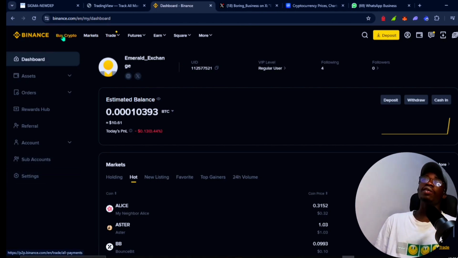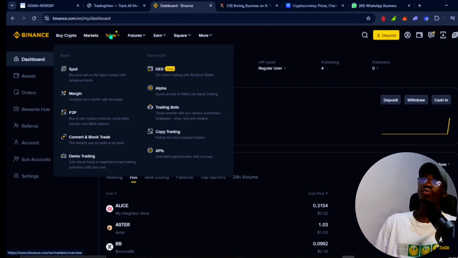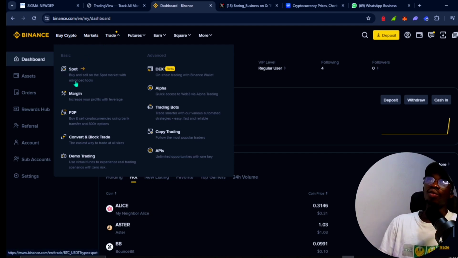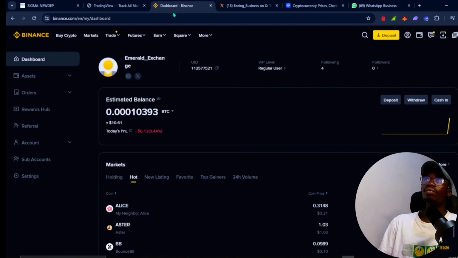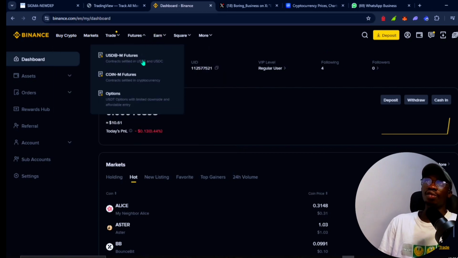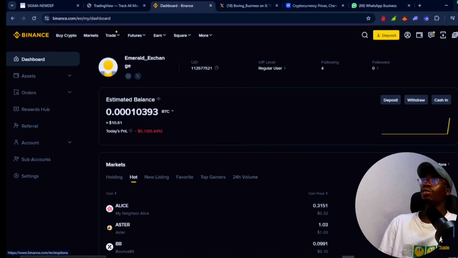At the top left here, we have the option to buy crypto. We have the market, where you can get to access the Binance market, where you have an overview of the crypto market, everything, where you can display the trade, where you can get to make your trade, buy your crypto, convert your crypto, your spot trade, your margin, convert, demo trade, trading with robots, copy trading, and all. Here you have the access to your futures markets, your futures trade, and options.